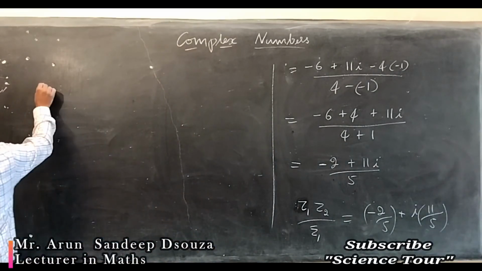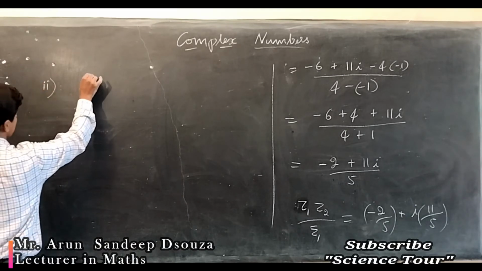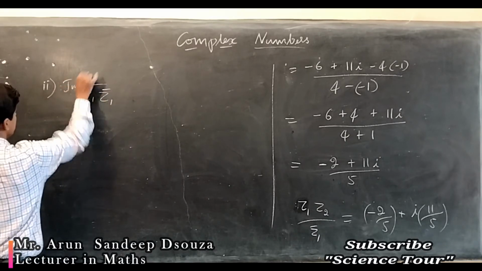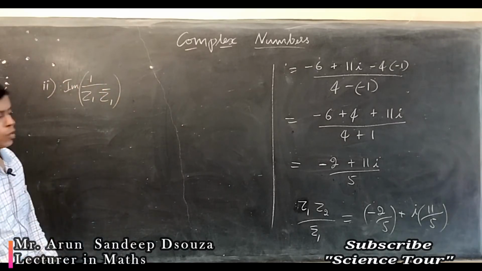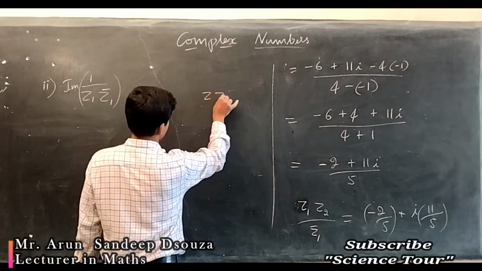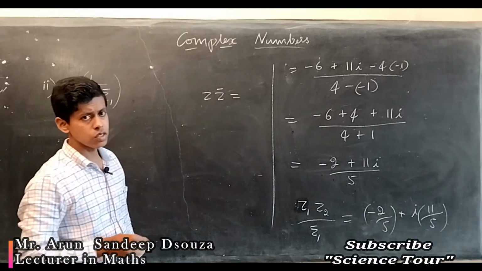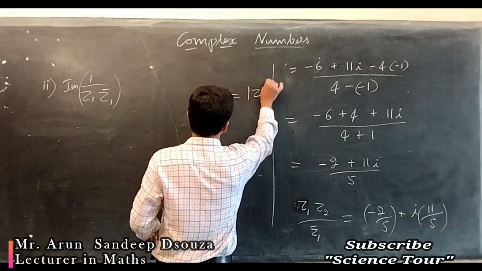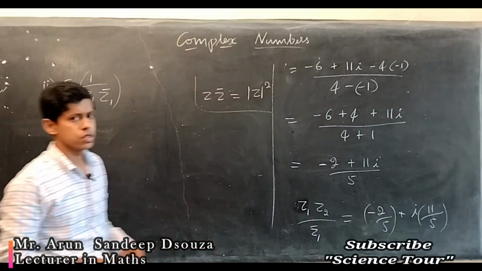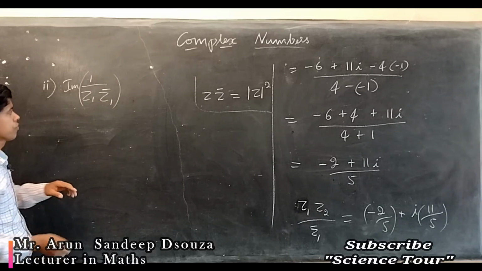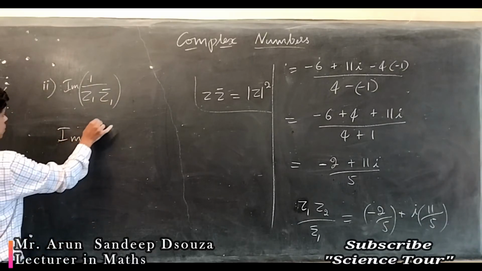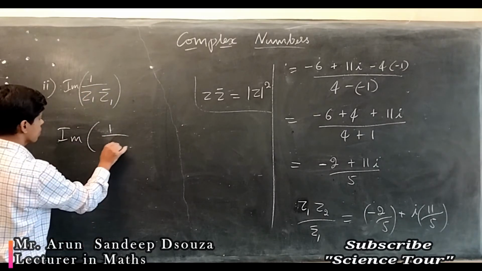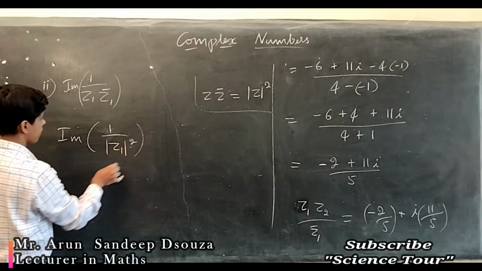Okay, so the second sub question, 1 by z1 bar, and you have to find the imaginary part. Okay, so one formula that is very useful here: z into z bar. So if you remember this, z into z bar is modulus of z square. Okay, so now this is z1 and z1 bar. Now this is very easy. So this is 1 by z1 into z1 bar, which is modulus of z1 square.